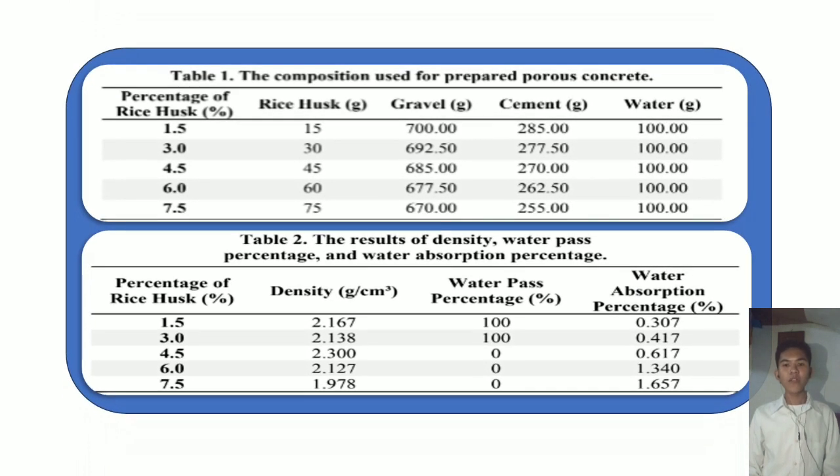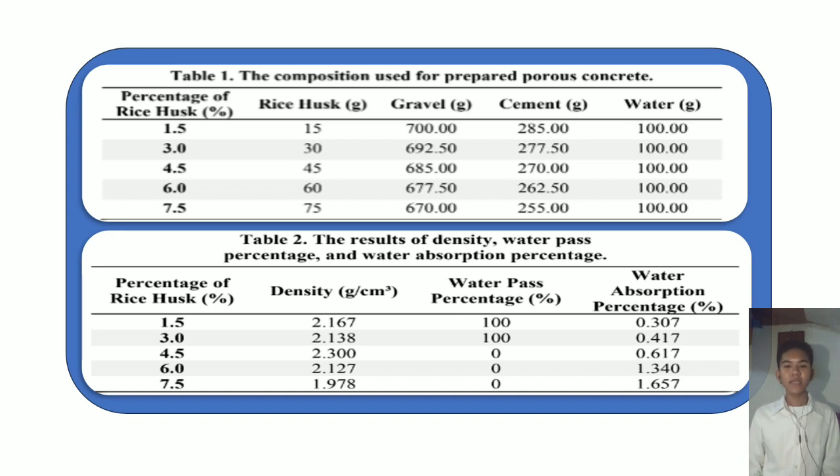To determine the effect of rice husk composition on porous concrete performance, tests were conducted in terms of density, which is expressed as density equals mass over volume. Water pass, wherein 100 milliliters of water is poured gradually on the surface of the porous concrete. Then, the volume of the passing water was measured. It is expressed as water pass percentage equals volume of the passing water over 100 times 100.